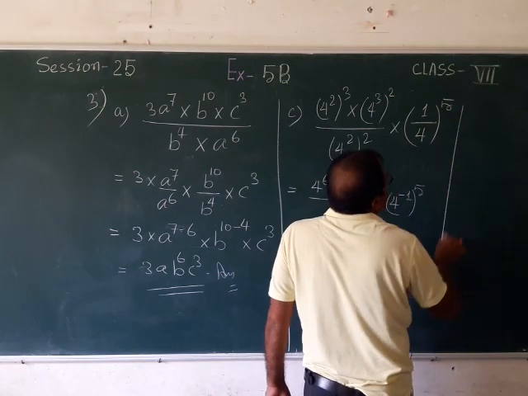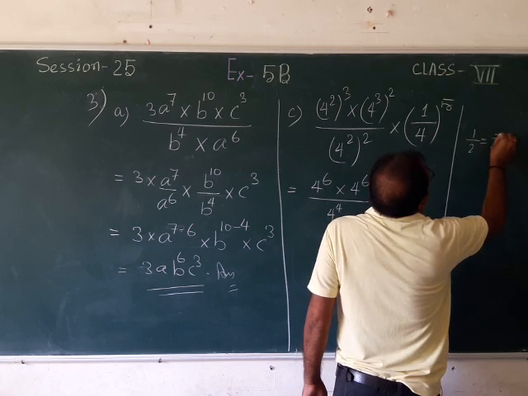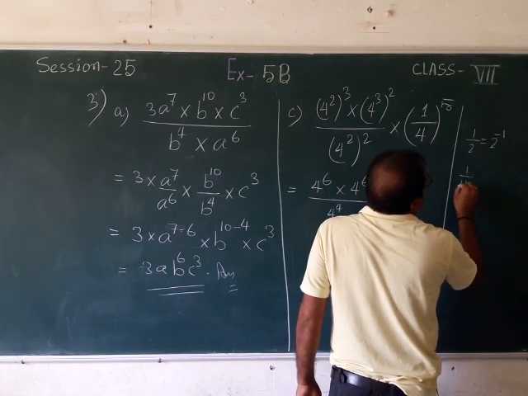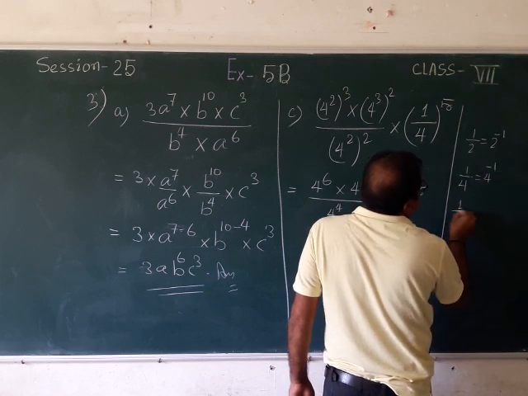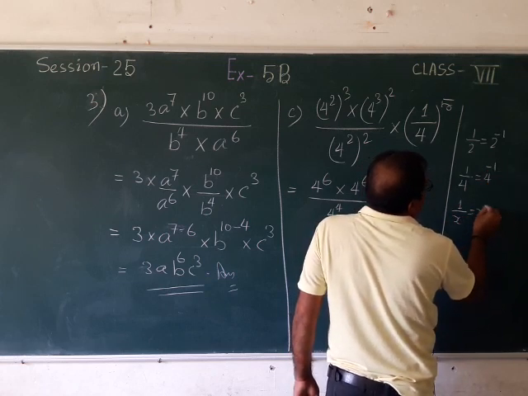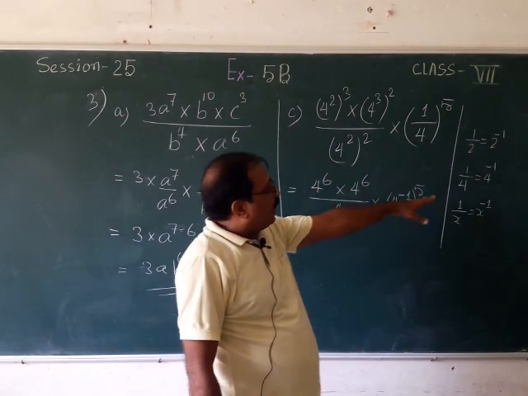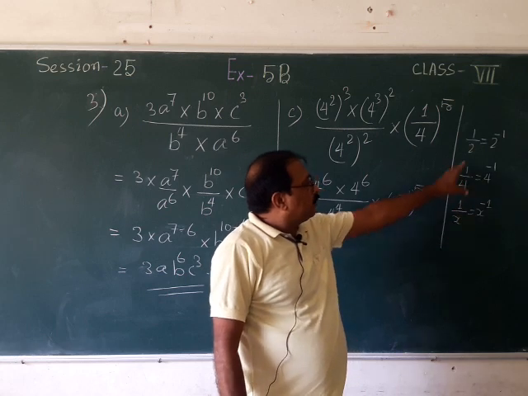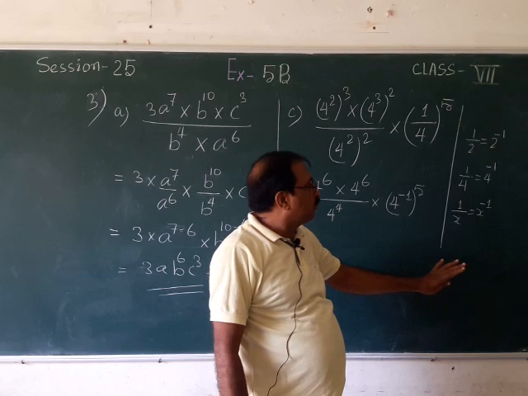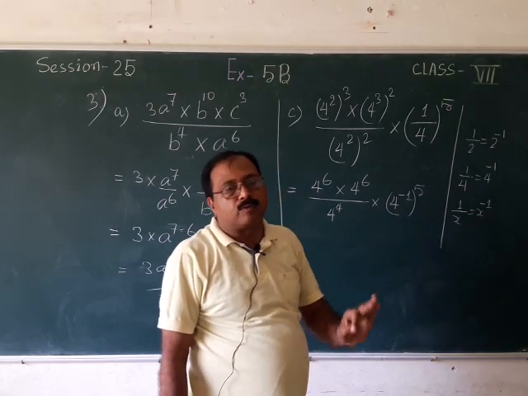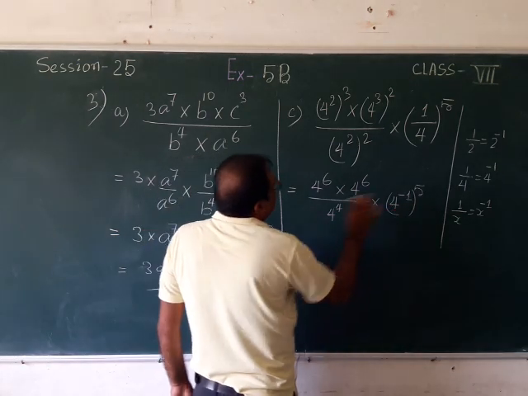One thing should be very clear, that if I am writing 1 by 2 it means 2 to the power minus 1. If I am writing 1 by 4 it means 4 to the power minus 1. If I am writing 1 by x it means x to the power minus 1. So just you need to write it down and keep these laws of exponent in your mind always, so that you can use them while doing questions. So I can write here like that.